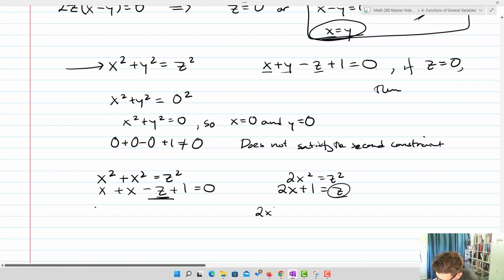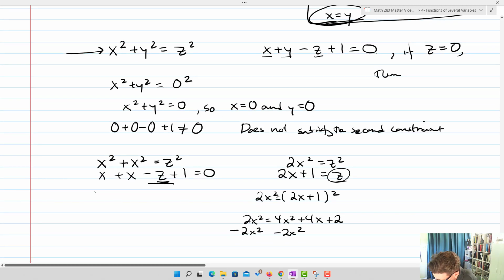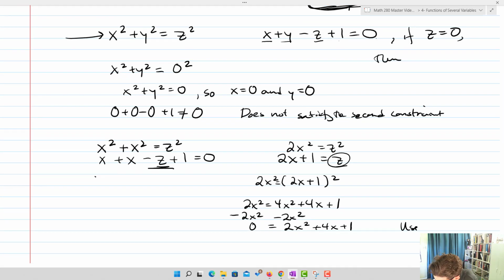So now 2x squared is going to equal 2x plus 1 squared. So 2x squared equals 4x squared plus 4x plus 1. We'll subtract over the 2x squared to both sides. And that then gives me that 0 equals 2x squared plus 4x plus 1. Oh, excuse me, that should be a 1. It should be a plus 1, excuse me. So this should be plus 1. And now we'll just use the quadratic formula to find x.